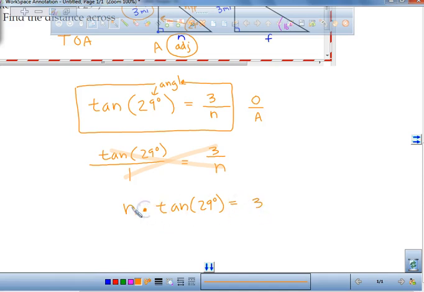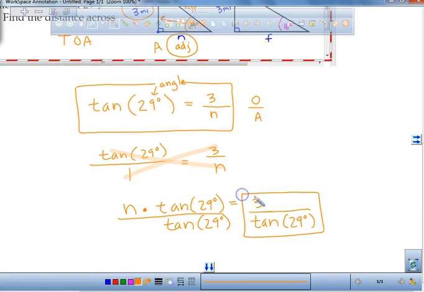So we're not done with our problem, because what are we trying to find? We're trying to find the distance to the near side of the crater, that's the letter n. So what do we have to do to both sides to solve for n? We have to divide both sides by the tangent of 29 degrees. So we're dividing 3 by the tangent of 29 degrees. I'm not going to put it in my calculator yet, but that's one piece of information that I'm going to need. This is considered to be the exact distance. We're going to find the approximate value here in a little bit. We're going to just write that down.